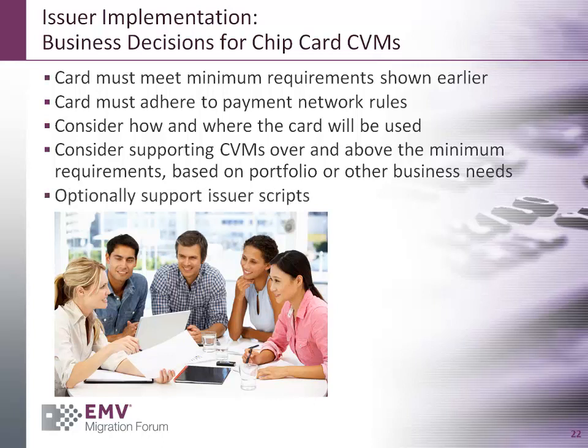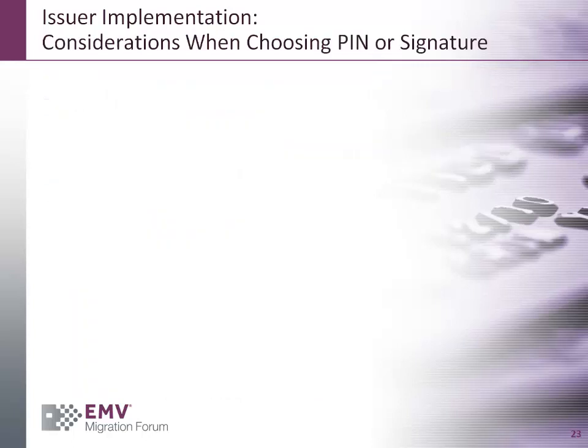EMV architecture provides a secure way for an issuer to update certain fields in a chip card post-issuance while the card is in the field, without having to reissue the card. Not all processors support scripting. Check with your payment network and processor for more information on this topic. Whether a chip card should be PIN preferring or signature preferring is the choice of the issuer.